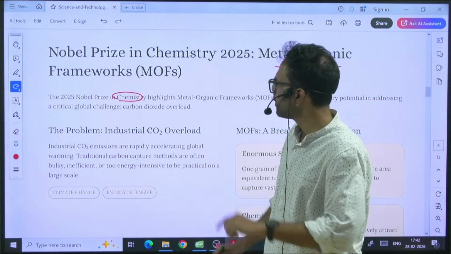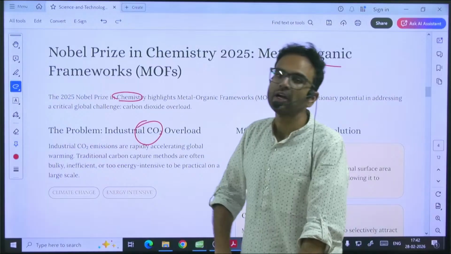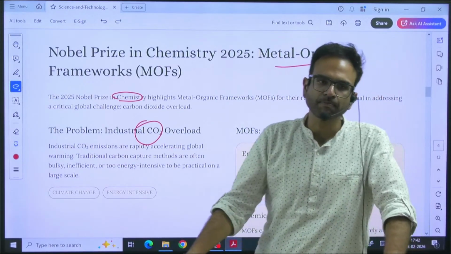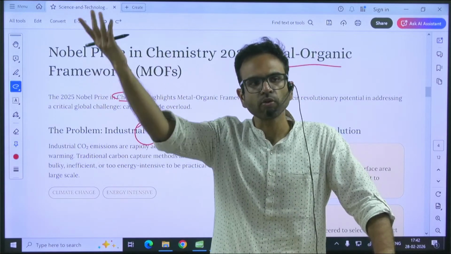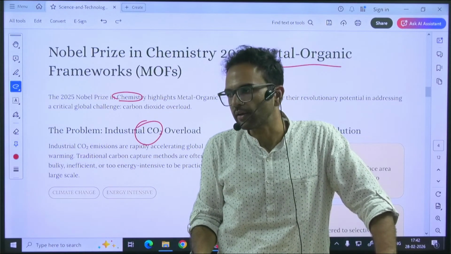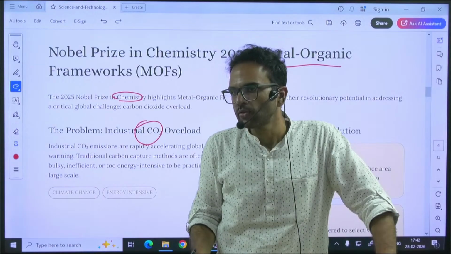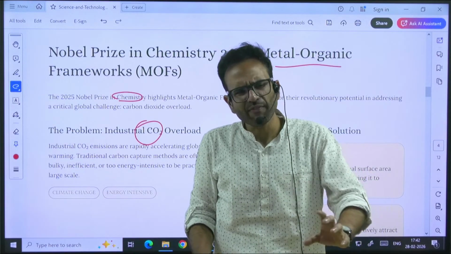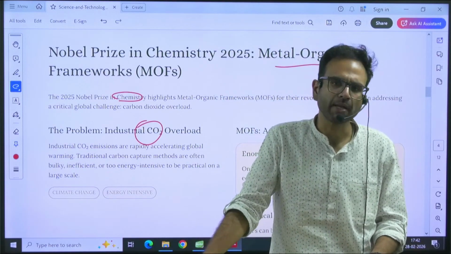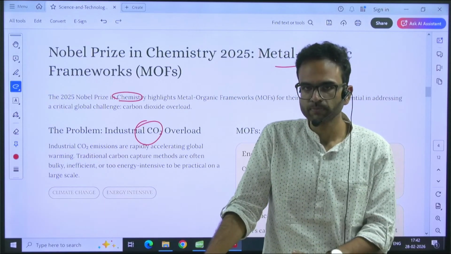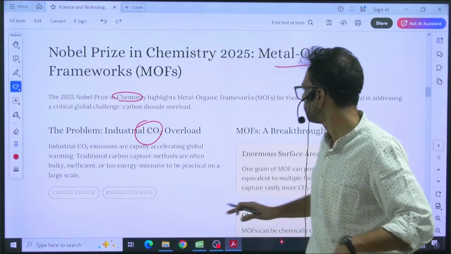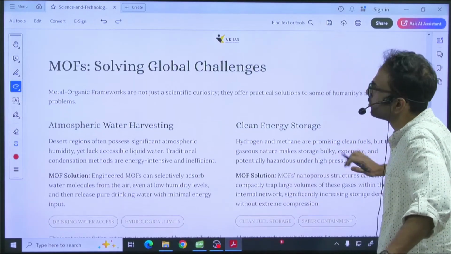So the problem statement we are dealing with is carbon dioxide, greenhouse gases. Today we are reaching almost the limit of what Earth can tolerate. So we are looking at every probable solution to address this pain point. In that context, this can be helpful. Remember that. Next. What else can we solve through this?